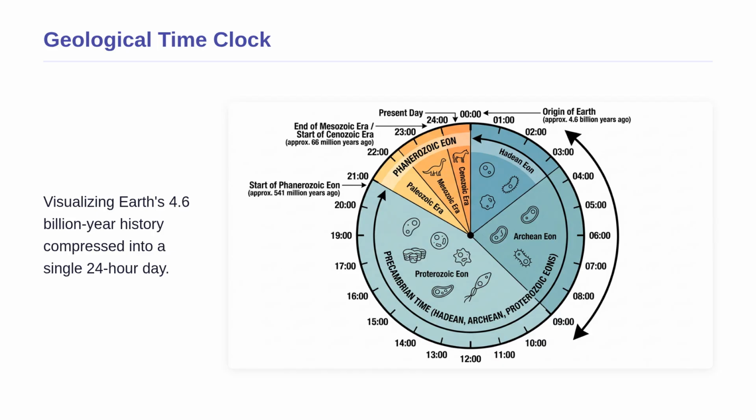To visually reinforce what we just calculated, let us look at the geological time clock. This diagram compresses Earth's entire 4.6 billion year history into a single 24-hour day. Notice how the Hadean, Archean, and Proterozoic eons take up almost the entire clock face, from midnight all the way until about 9 p.m. This vast region represents the time of single-celled and simple life. That tiny slice at the end, the Phanerozoic eon, contains the Paleozoic, Mesozoic, and Cenozoic eras. All the diverse, complex life we see in the fossil record, including dinosaurs and humans, is crammed into just those last few hours.